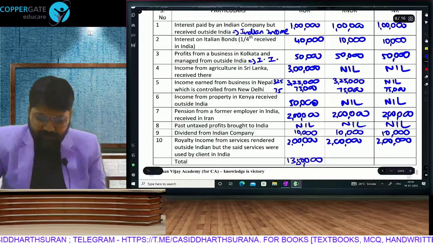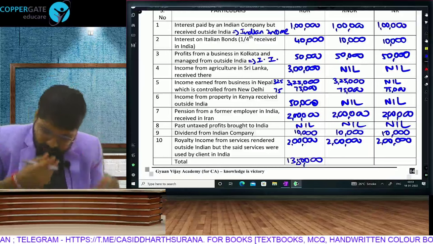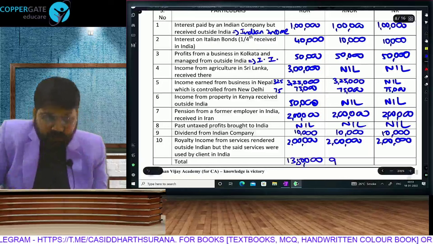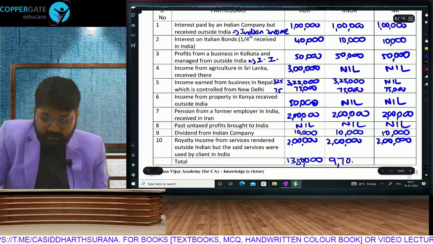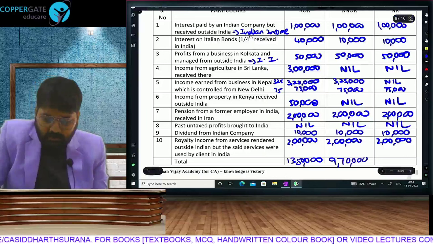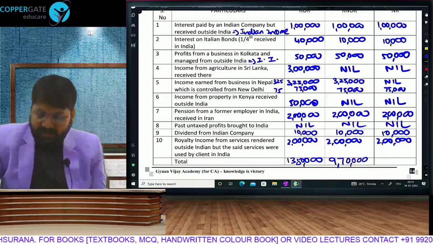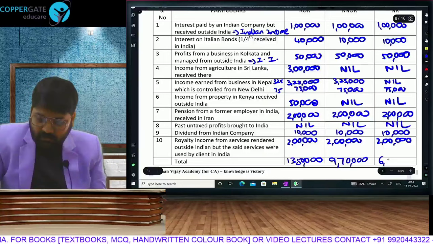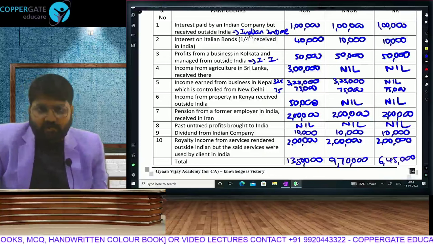₹13,50,000. Is it? Yes. Second column? 9 lakh? 70. Third column? 6 lakh? 45,000. If these answers are right, congratulations to those students who took the total.